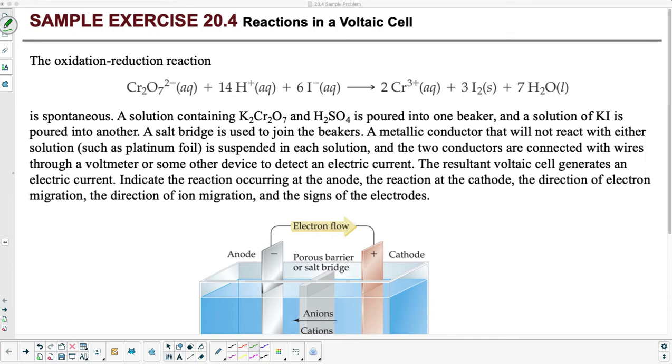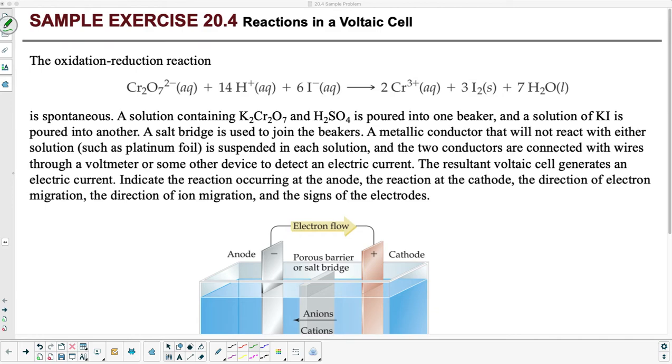So moving on, the two conductors are connected by wires through a voltmeter and some devices detect an electrical current. The resultant voltaic cell generates an electric current. Indicate the reaction occurring at the anode, which would be on the left side of my graphic, the reaction at the cathode on the right side, the direction of the electrons in migration, the direction of the ion migration, which means anions go which direction, cations go which direction, and the signs of the electrodes.